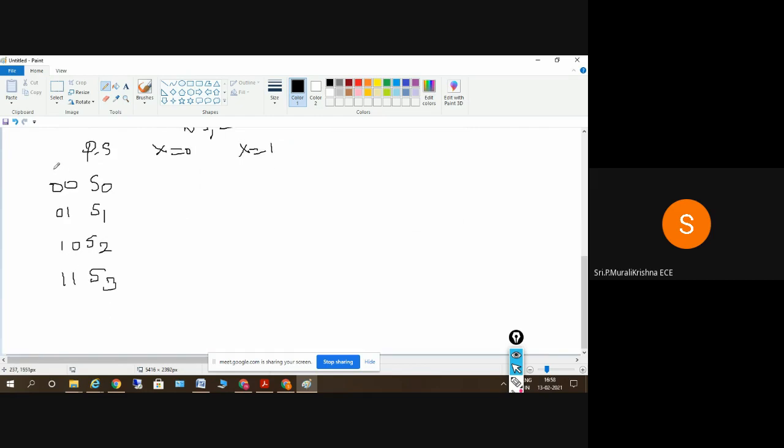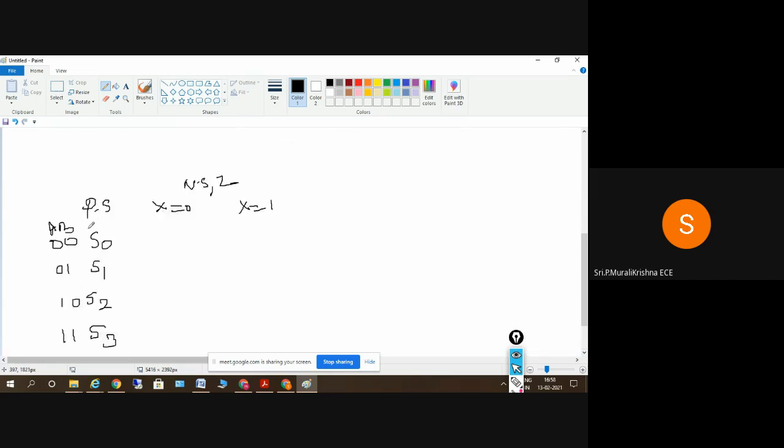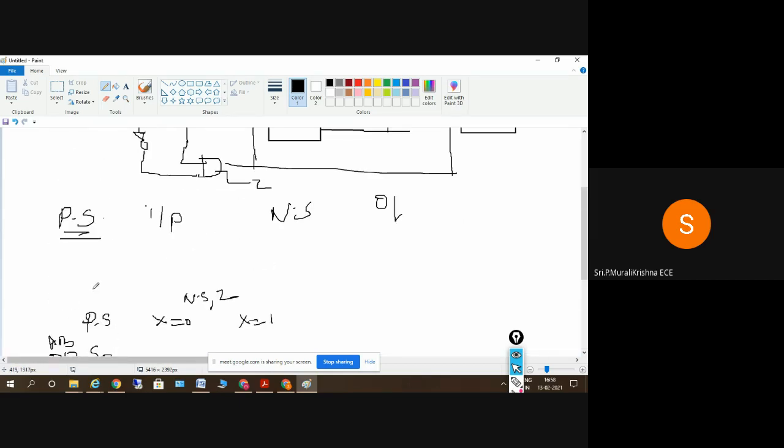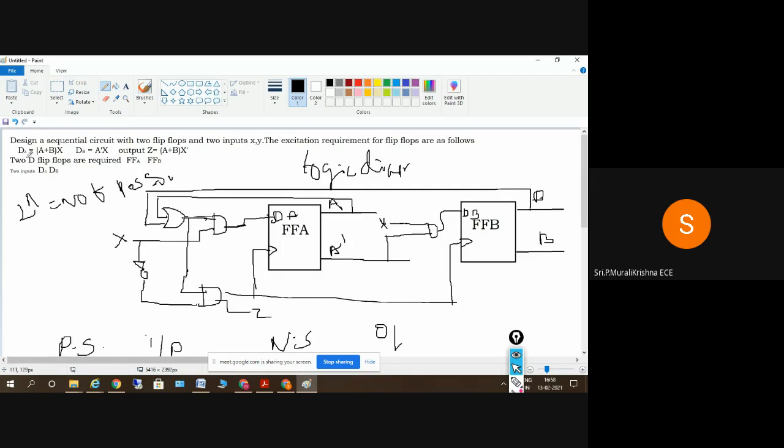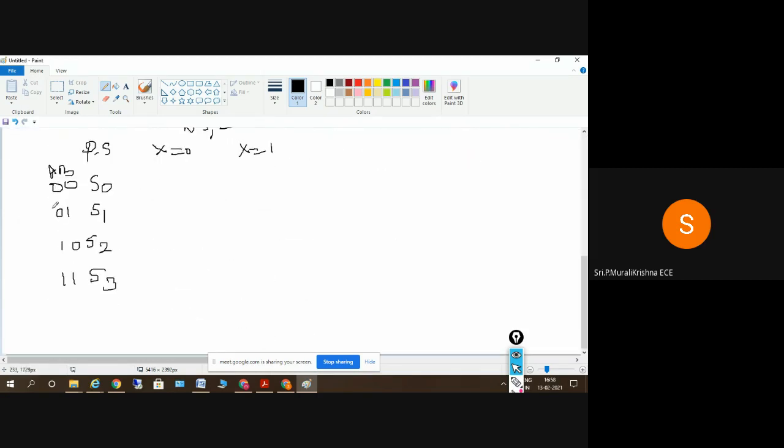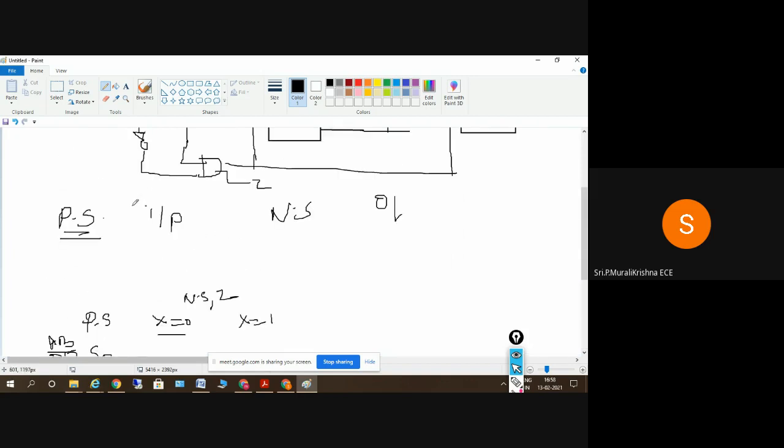These are the values of AB, right? So substitute these values into the equations here. What are the equations we get here? dA is equal to A plus B into X, right? So what are the values of AB here? AB is equal to 00 and X is equal to 0. So AB and X are equal to zeros.